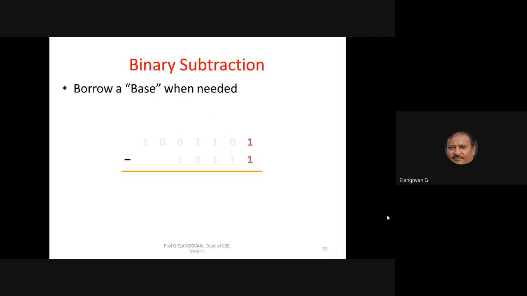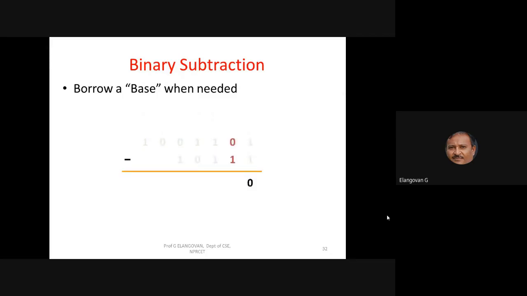And recollect how we do decimal subtraction. In decimal subtraction, we use the method of borrowing from the higher order level when the subtrahend is greater than the minuend. The similar concept we are going to apply in binary subtraction also. Now there are two numbers, 1 and 1, that we want to subtract. The minuend and subtrahend are both equal, so in this case there is no problem. It's going to be 0.